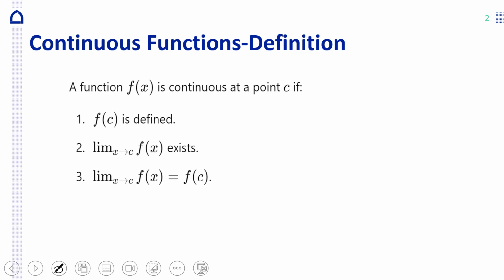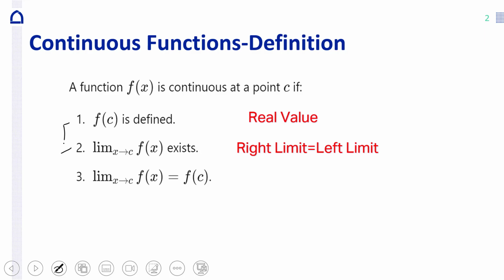So f(c) is defined at c, any point or value of x in the domain of the function f(x). What does it mean defined? It means a real value. When you substitute x equal to c, you should have a real value. The second one, the limit at x equal to c for f(x) exists. What does it mean exists? It means, as in the previous video, the right limit should equal the left limit.